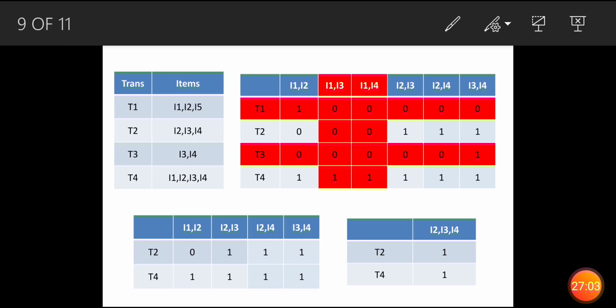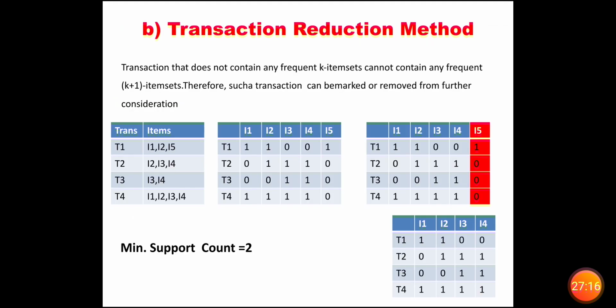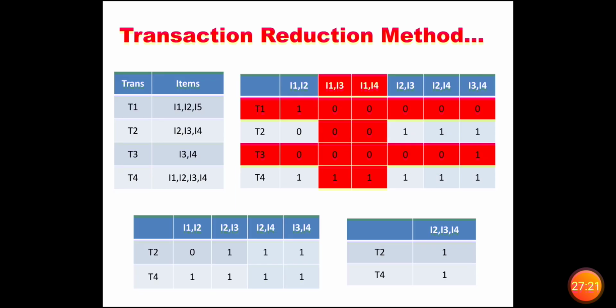The ones given in red color have a sum less than the minimum support. The minimum support here we have taken as 2, and the minimum support count is compared with the sum of these transactions. Here we are going to remove T1, because the T1 sum is 1 and the T3 sum is also 1, so both T1 and T3 will be removed.